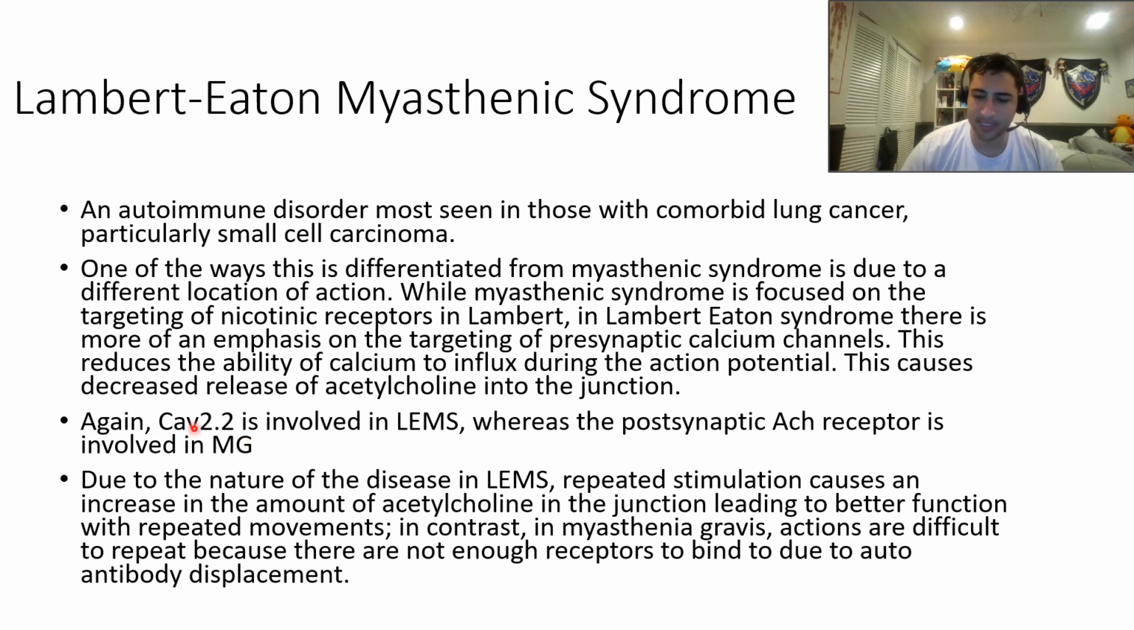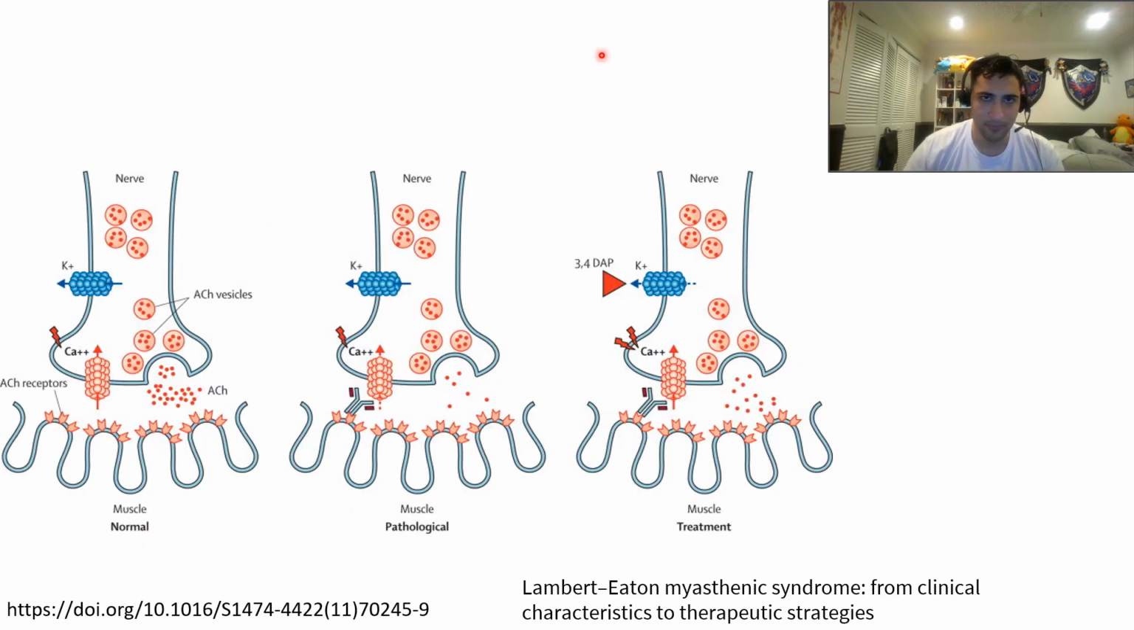What do you call it? The presynaptic terminal. Not presynaptic terminal. Presynaptic membrane. Due to the nature of the disease in Lambert-Eaton myasthenic syndrome, repeated stimulation causes an increase in the amount of acetylcholine in the junction, leading to a better function of repeated movements. In contrast, in myasthenia gravis, actions are difficult to repeat because there are not enough receptors to bind due to autoantibody displacement. And over here, we can see it.